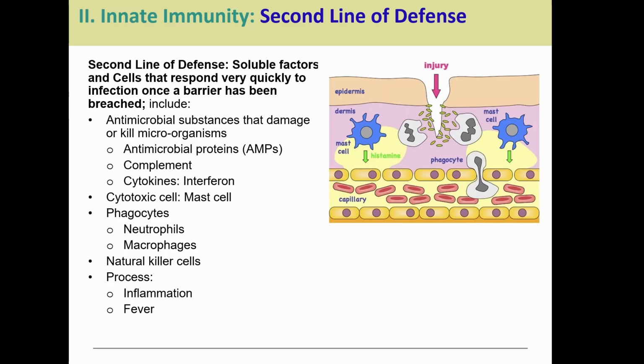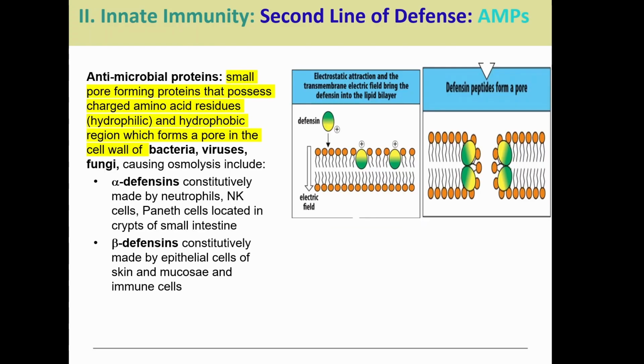We have antimicrobial proteins, or AMPs. We have complement proteins. We have cytokines like interferon. We have cytotoxic cells like mast cells. We have phagocytes like neutrophils and macrophages. We have natural killer cells. And then we have a couple different processes like fever and inflammation. So let's talk about each. Let's go into the antimicrobial proteins.